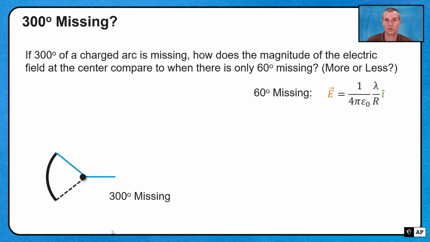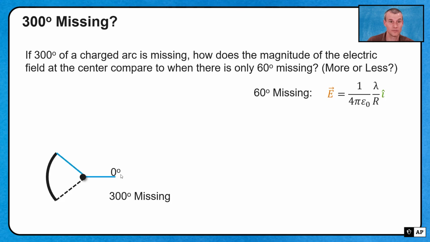Let's give one more try here. If I have 300 degrees missing for a charged arc, how much does the magnitude of the electric field at the center compare to when there's only 60 degrees missing? Or more simply put, will there be more or less resulting electric field when there's 300 degrees missing? Give this a ponder.